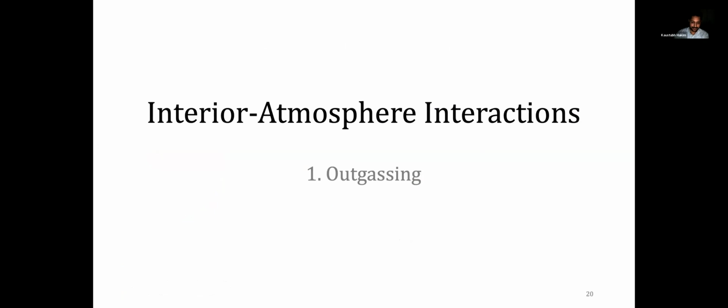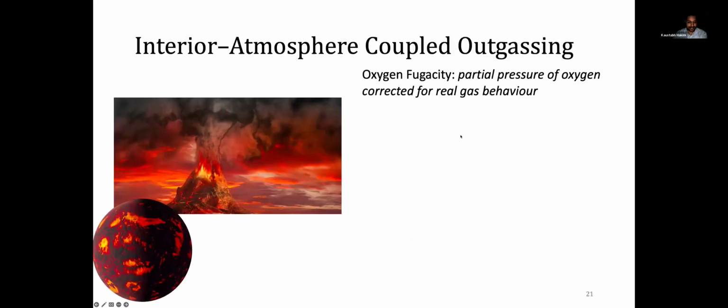Okay. So let's go to interior-atmosphere interactions. First is outgassing. And in outgassing, what I would like to first discuss briefly is oxygen fugacity, because we hear this term a lot. Oxygen fugacity is nothing but the partial pressure of oxygen corrected for its real gas behavior.